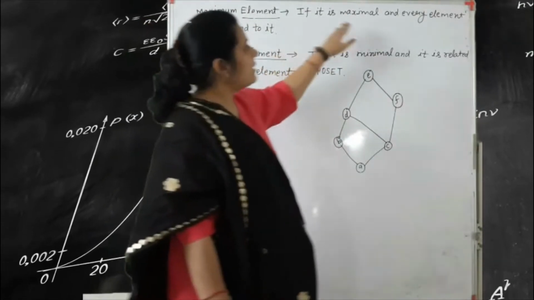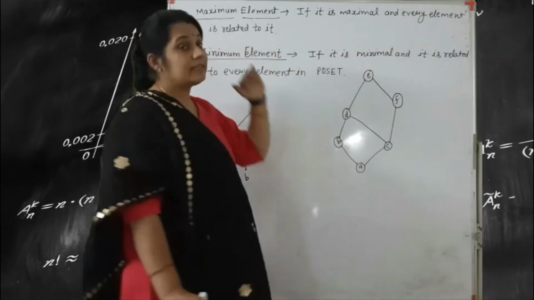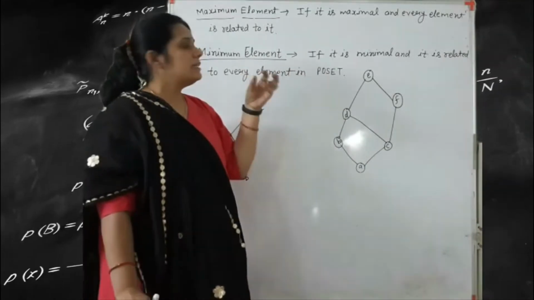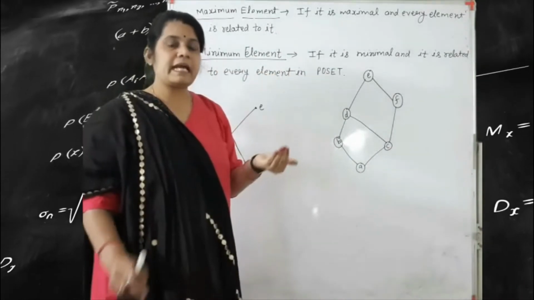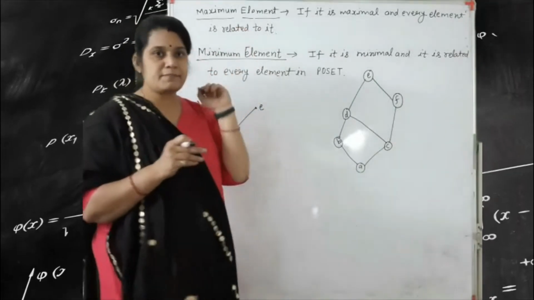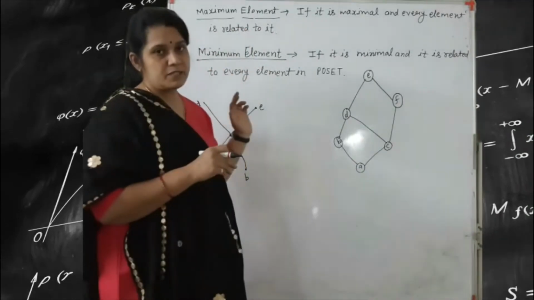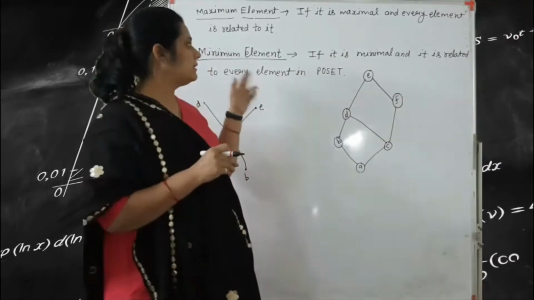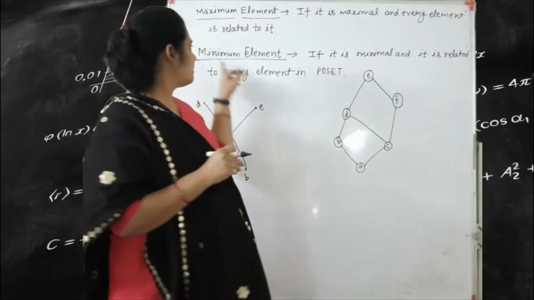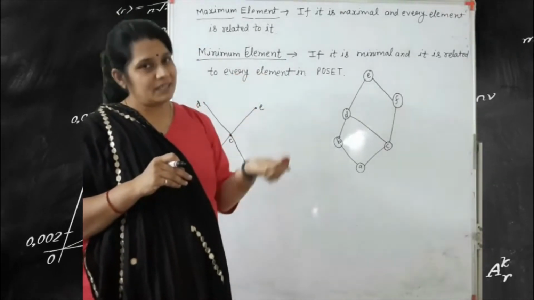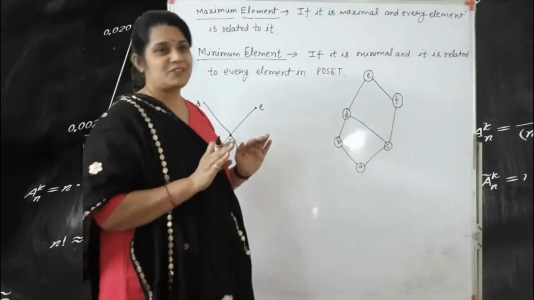A maximal element and every element is related to it. That means the maximum element is a maximal element and every element is related to it. This is the maximum element. Minimum element, that means what? If it is minimal, that means for finding the maximum and the minimum element, you have the maximal and minimal element. Listen carefully, don't be confused here.